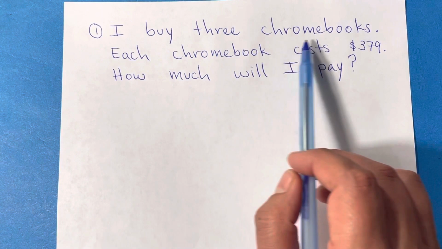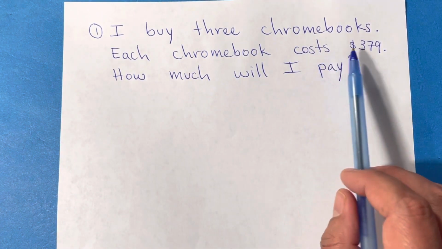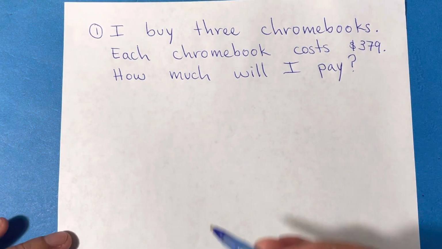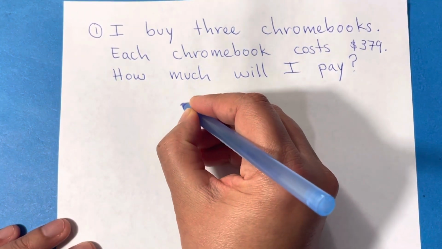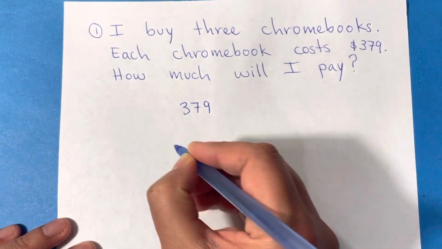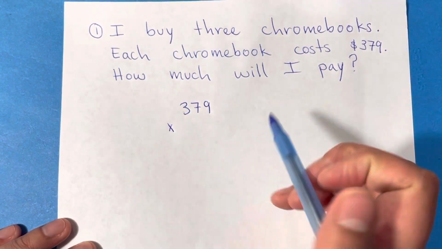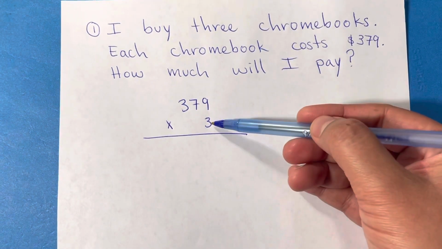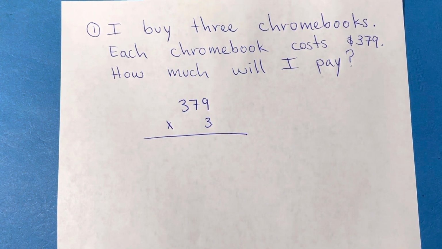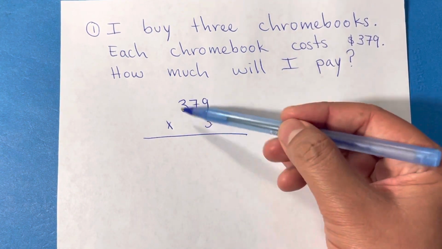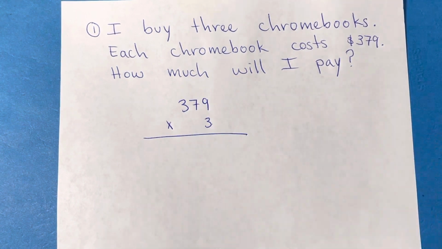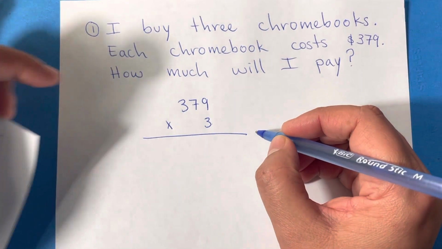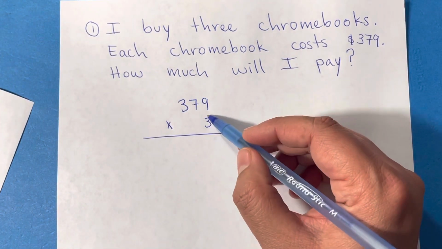It says, I buy 3 Chromebooks. Each Chromebook costs $379. How much will I pay? So in here, we're going to put 379 times 3, because I bought 3 of them. Whenever you're multiplying, it means that you have 3 times that. Well, 3 times the value of one of them will give you the total for all 3. Okay, and so again, if you can't use your multiplication table, what I recommend is the table of 3.